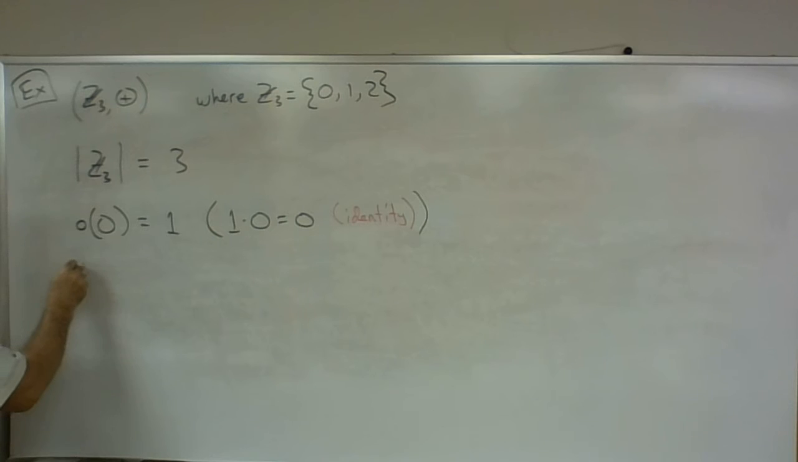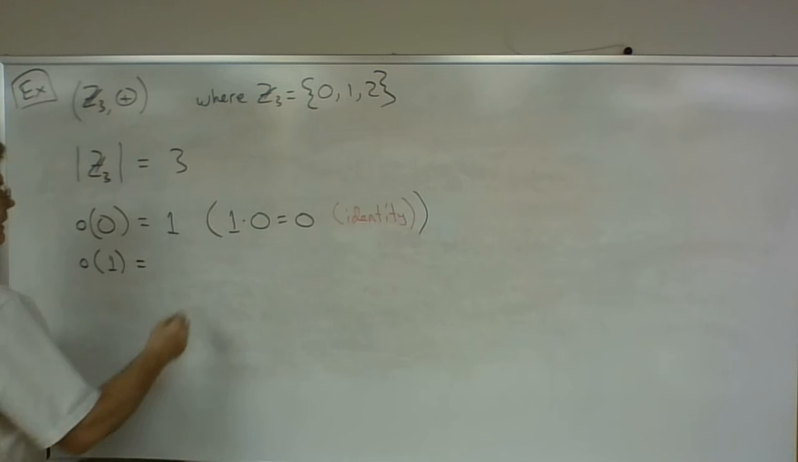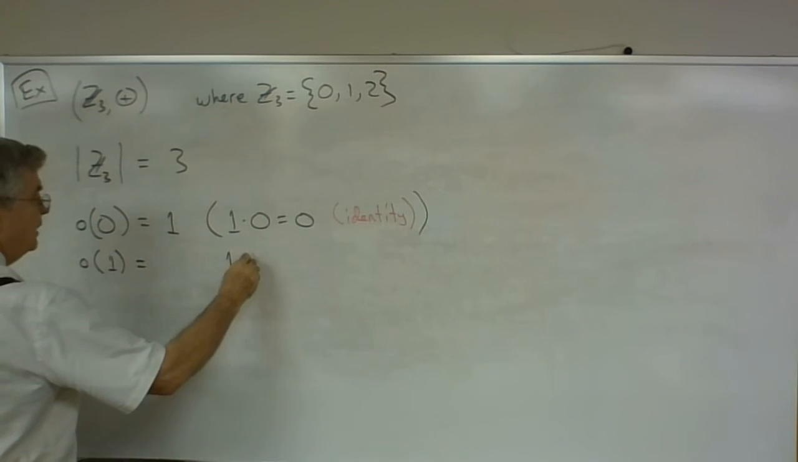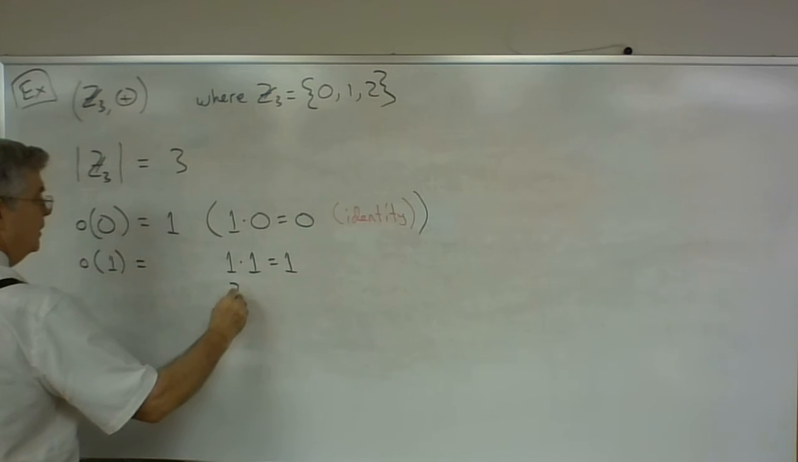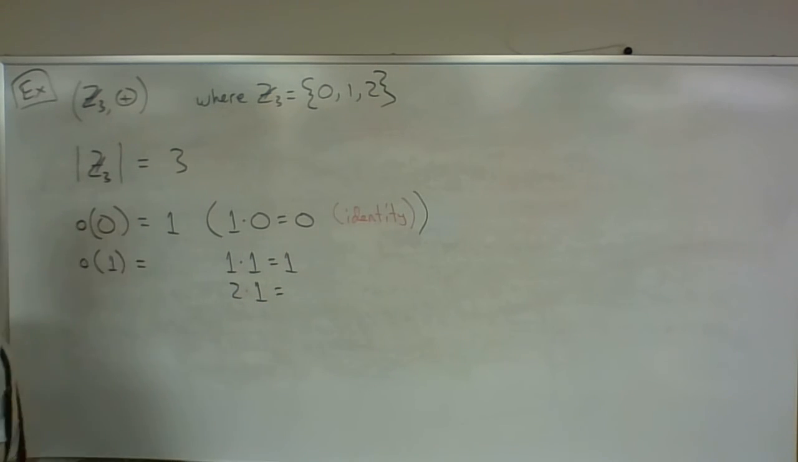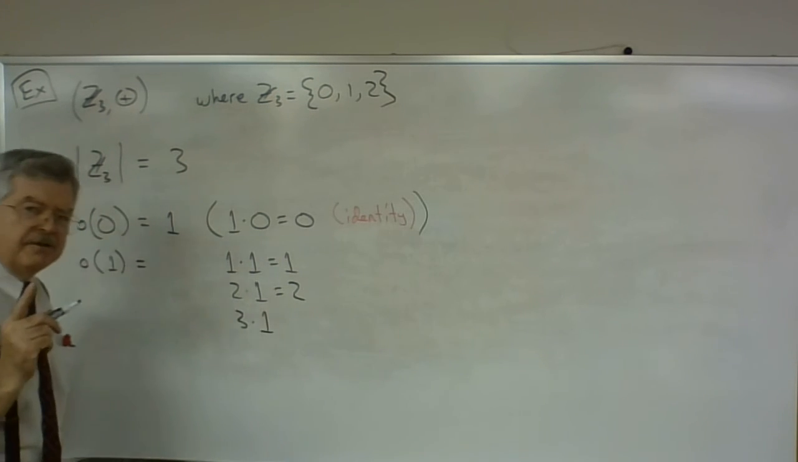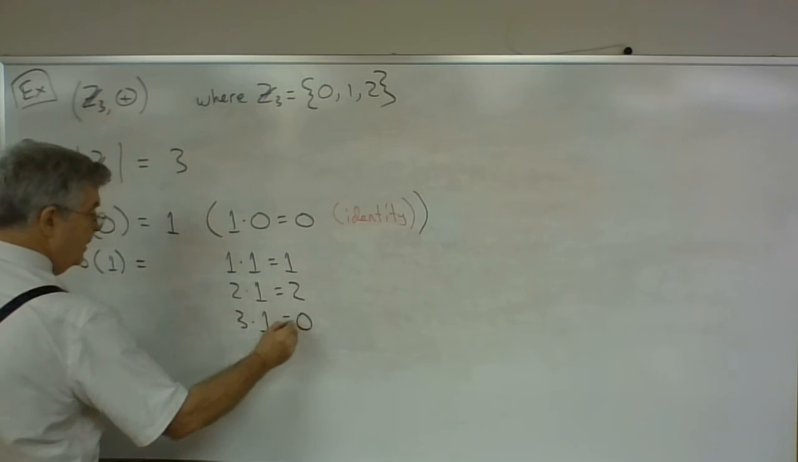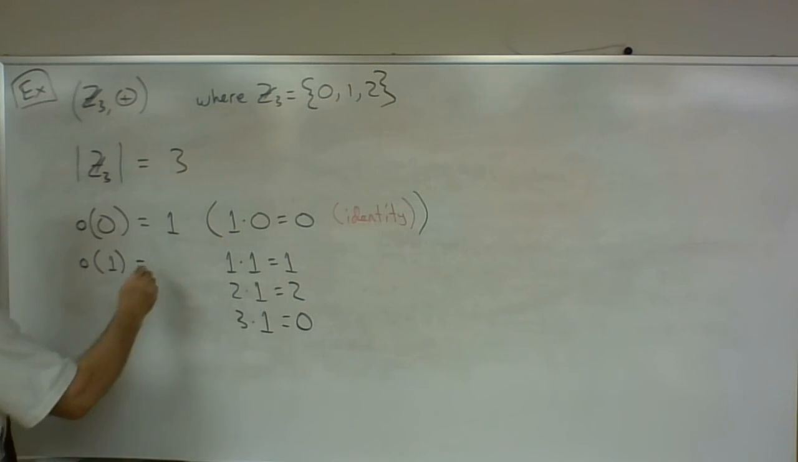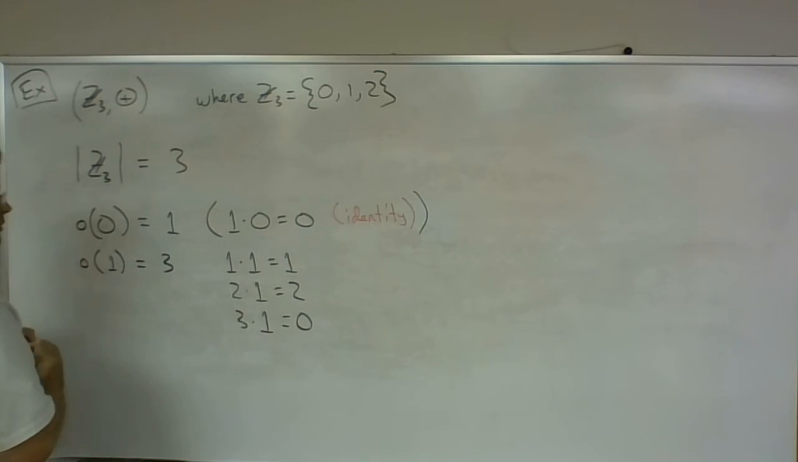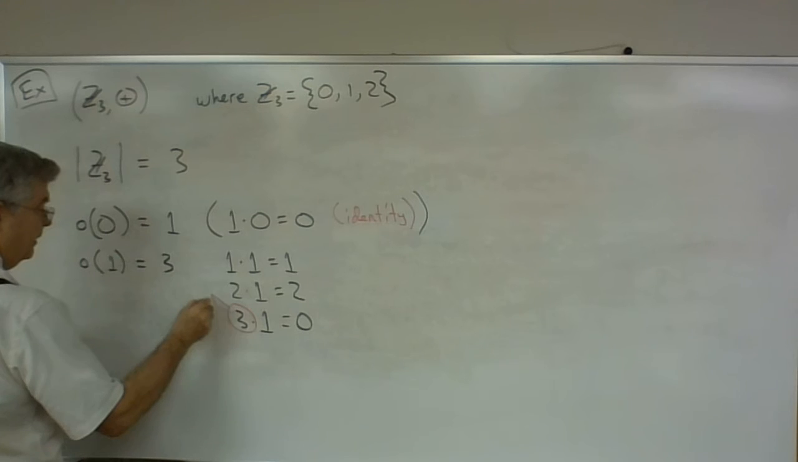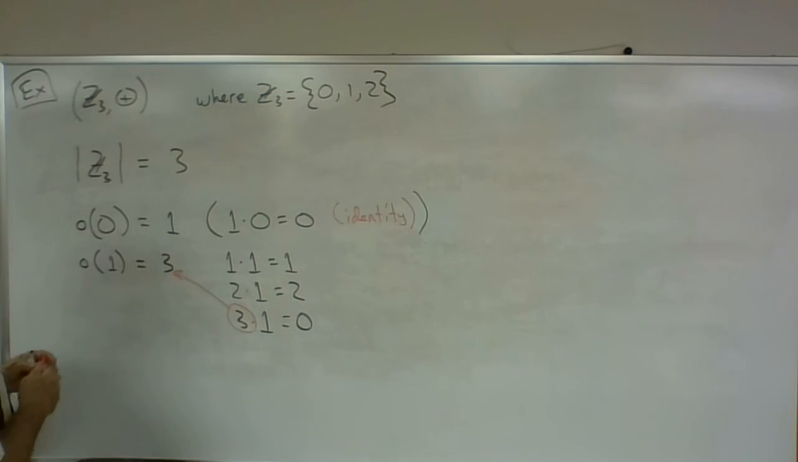Now, what about the element 1? The order of 1, well, let's see. 1 times 1 is 1. 2 times 1 is 2 mod 3. 3 times 1 is 3, but 3 is 0 mod 3. Okay. So 3 is the least natural number that we can multiply 1 by and get the identity.